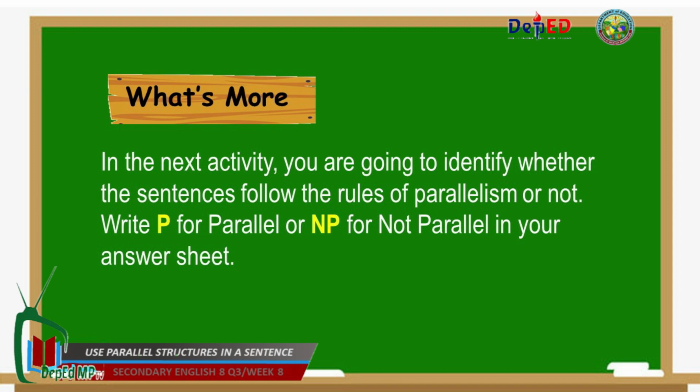Great! You are now done reading the discussion of the lesson. You can now proceed to the next section of your module. In the next activity, you are going to identify whether the sentences follow the rules of parallelism or not. Write P for parallel or NP for not parallel in your answer sheet.